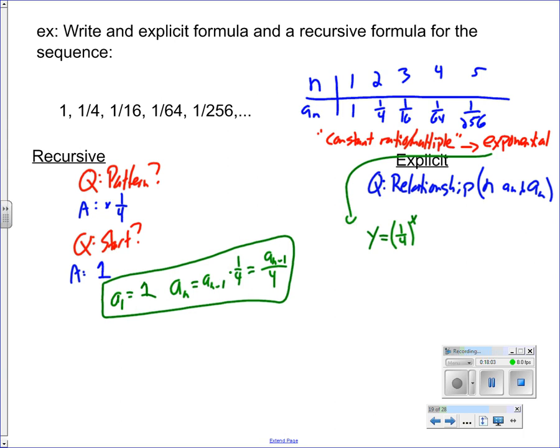So 1/4 to the 0 power is what makes 1. 1/4 to the first power is what makes 1/4, but the term numbers there are 1 and 2 respectively, so it's actually 1 less than the term number. So to convert this into my explicit formula for the sequence, it's not n that I'm raising to, it's n minus 1 that I'm raising 1/4 to. So for my first term, I'm raising 1/4 to the 0 power, second term to the first, third term to the second, and so on.